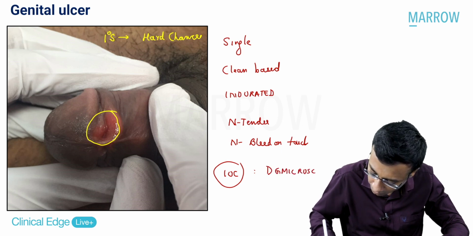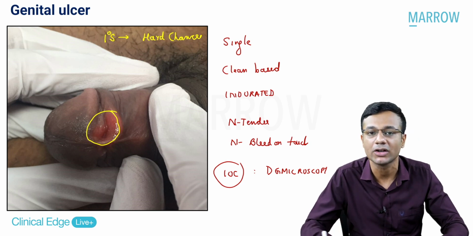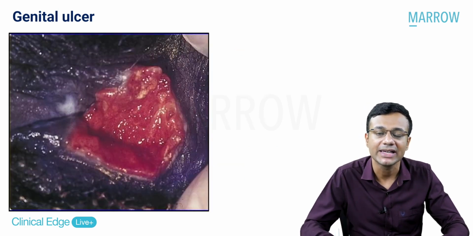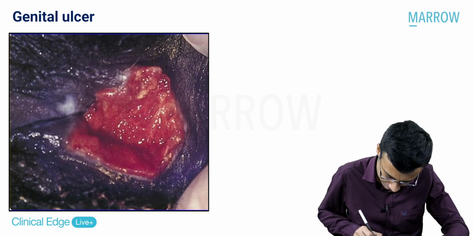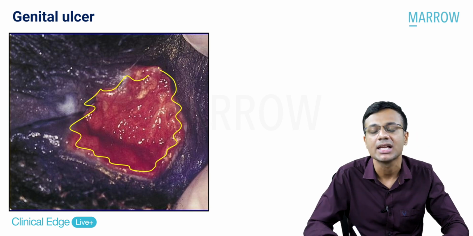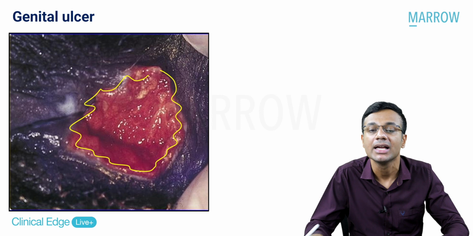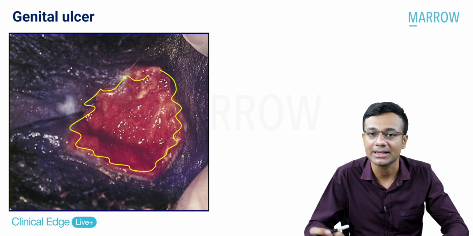Dark ground microscopy of the ulcer exudate, where I'll be looking at the corkscrew motility of the Treponema pallidum. Here we have the second important example. You look at this ulcer. This is the classical ulcer of donovanosis, which is produced by Klebsiella granulomatis. Please remember, it is not Leishmania donovani. Donovanosis is produced by Klebsiella granulomatis.